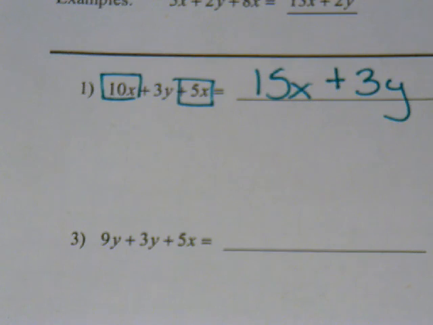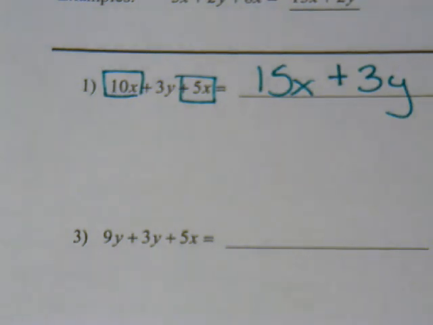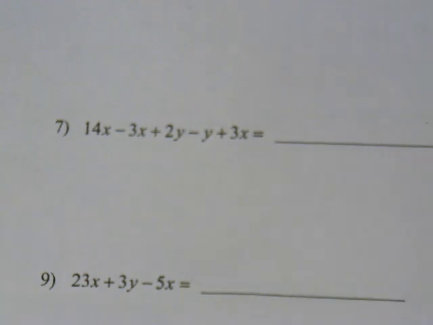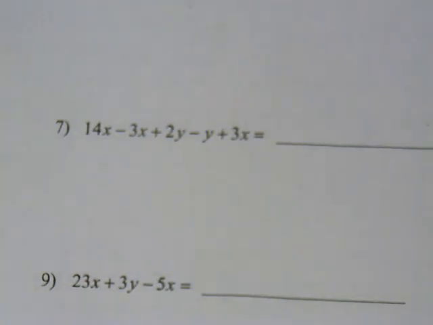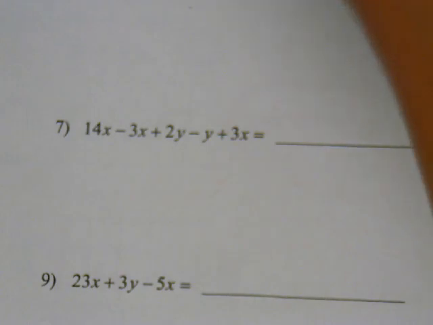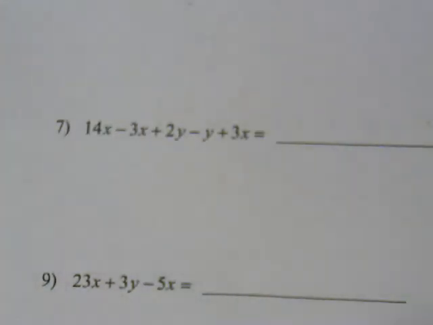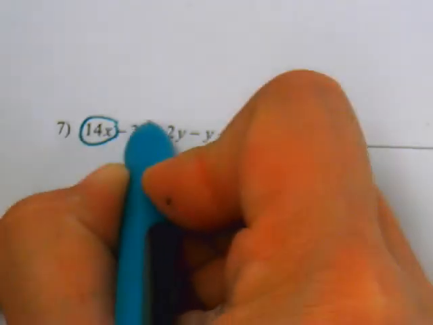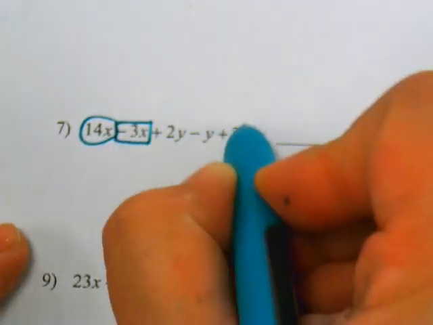Wait, for number 7, what do we do? It's easy. So that's the careful with the minuses. I'll do number 7 with you. So drop down to number 7, Brianna. Okay, circle all of the X's first with the operation in front of it. So Bella, circle all your X's for number 7 first. Circle with the operation.